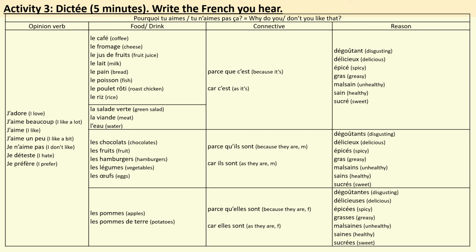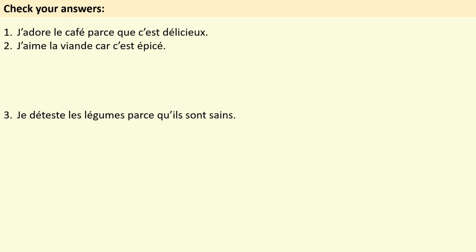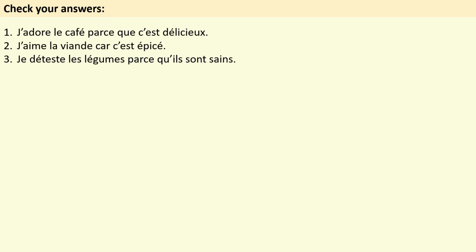Merci. So here's what you should have written. 1. J'adore le café parce que c'est délicieux. Make sure you've got your accent on café and on the first E of délicieux. 2. J'aime la viande car c'est épicé. Make sure you've got your 2 accents on épicé on the E's.